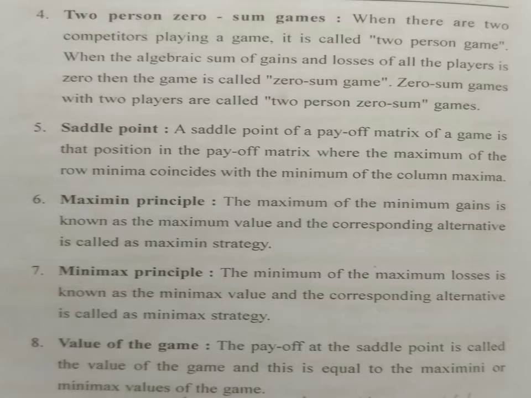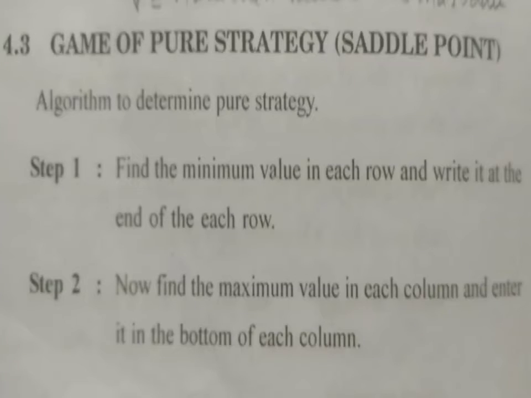Now we have to move on to simple problems. Before that, we have to go through the steps. Game of pure strategy, saddle point. In a game of pure strategy, the value is called a saddle point. The saddle point is called the value of the game. The algorithm to determine pure strategy is also in the form of a matrix. For the matrix you have to find the row-wise minimum value and column-wise maximum value. In the row values you go for the maximum value, and in the column values you go for the minimum value. If both are equal, that is your saddle point.